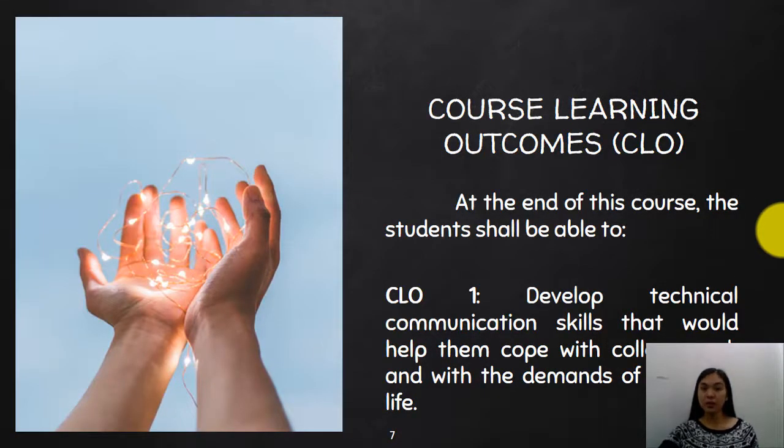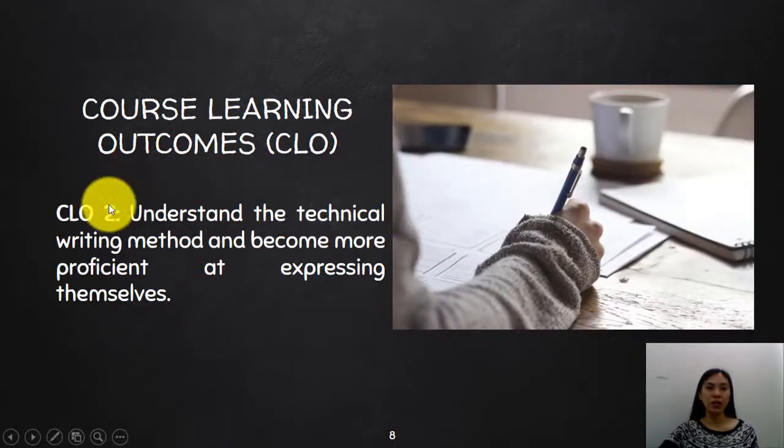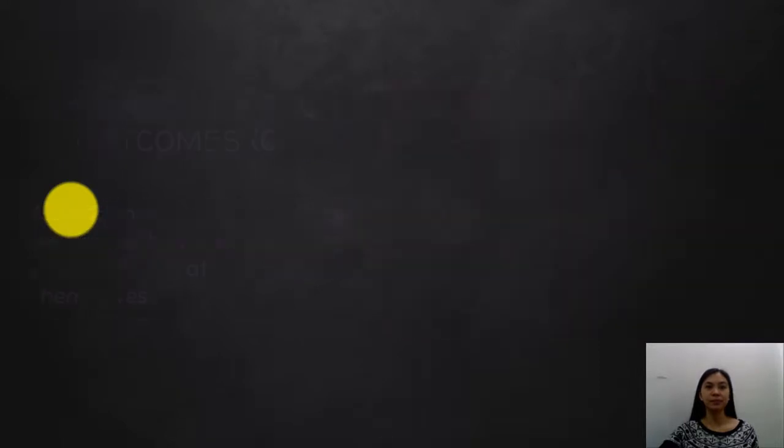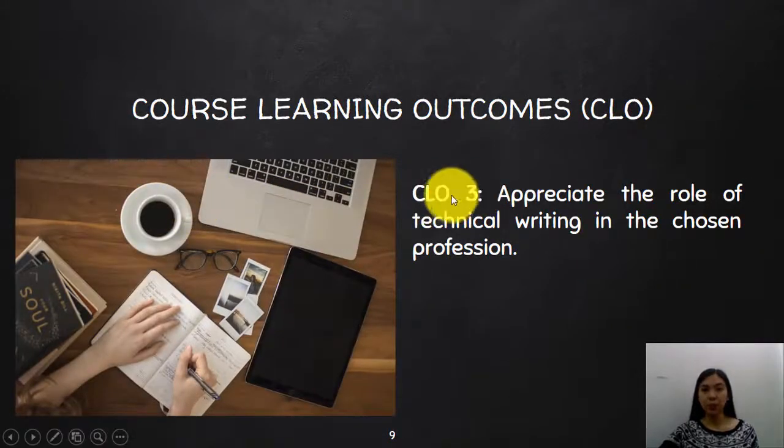At the end of this course, the students shall be able then to: CLO number 1, develop technical communication skills that would help them cope with college work and with the demands of everyday life. Your CLO number 2, understand the technical writing method and become more proficient at expressing themselves. The third CLO, appreciate the role of technical writing in the chosen profession.